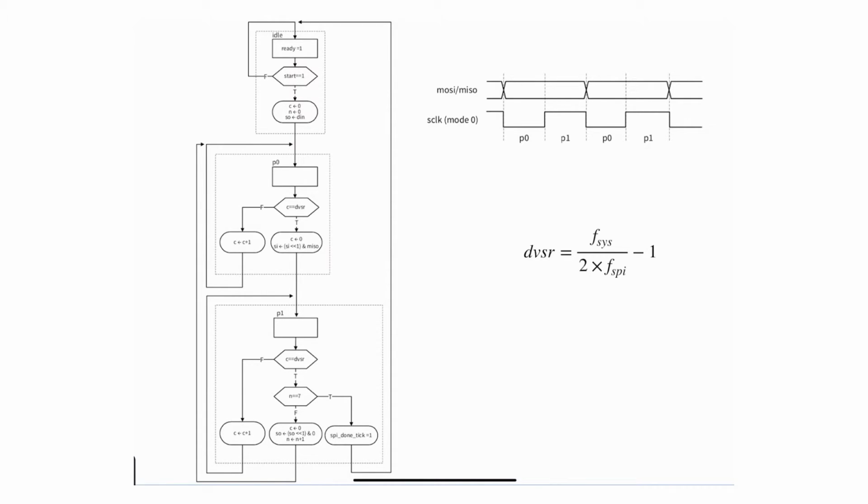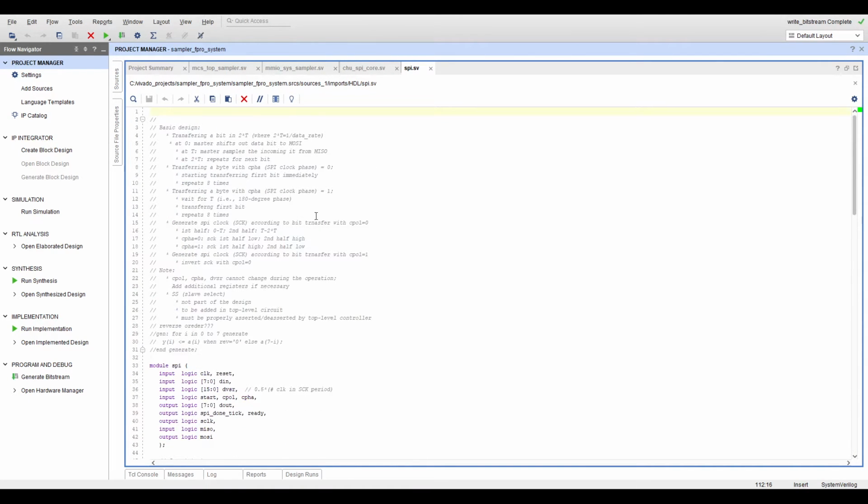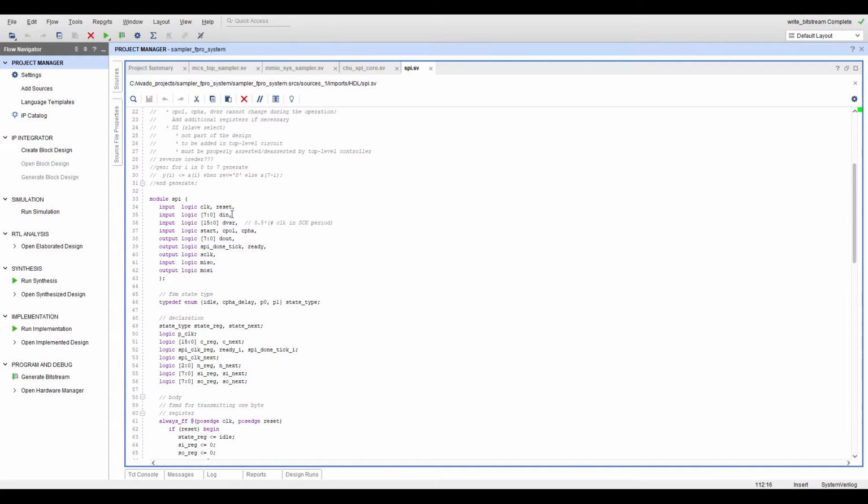So we can go to Vivado and just see it. Again, what we have is the inputs and outputs. We have a DN that is 8 bits. This is what we need the master to send. And we have the divisor so that it's actually very flexible. And then of course we have a start signal so that we can start the whole procedure. This is what we saw in terms of the ready and the start.